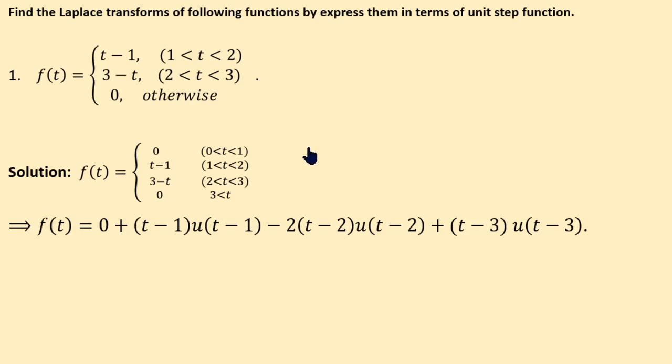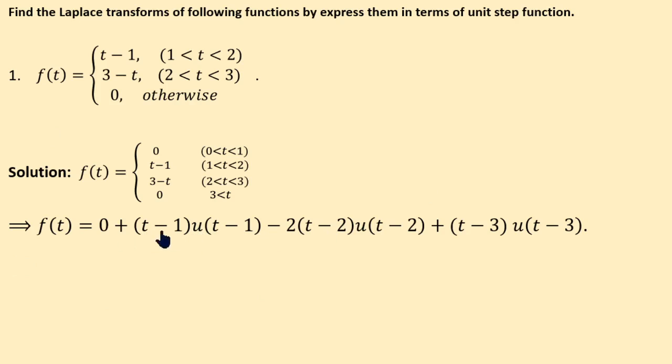And we know that Laplace transform of f of t into u t minus a. To find it, first you multiply by e power minus a s, then in f of t replace t by t plus a, then find its Laplace transform. That means e power minus a s into Laplace transform of f of t plus a.